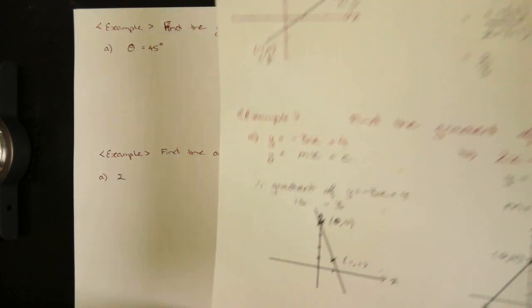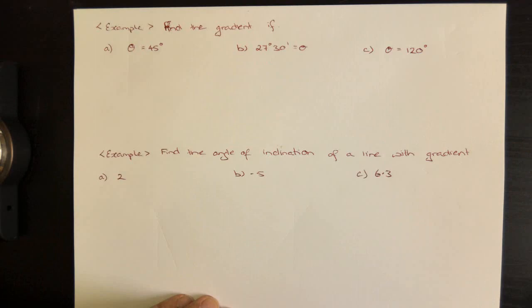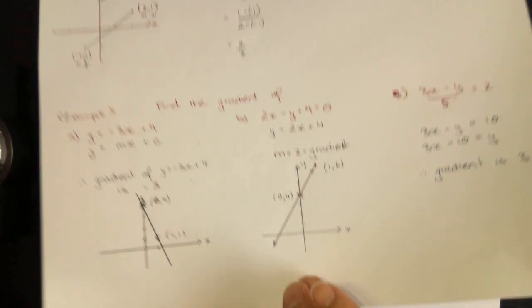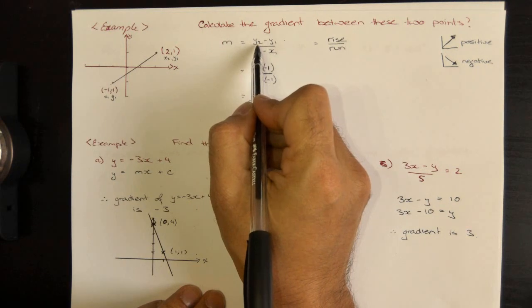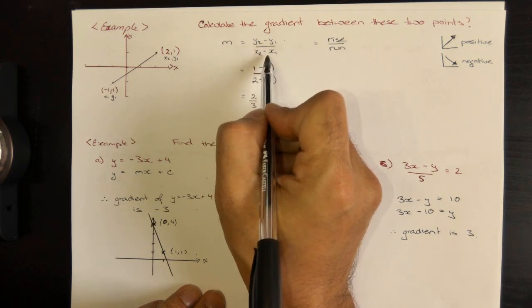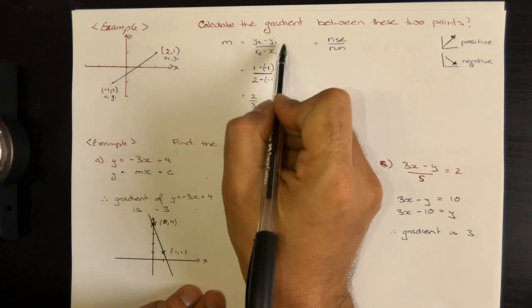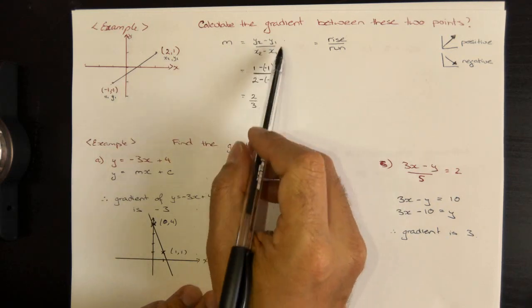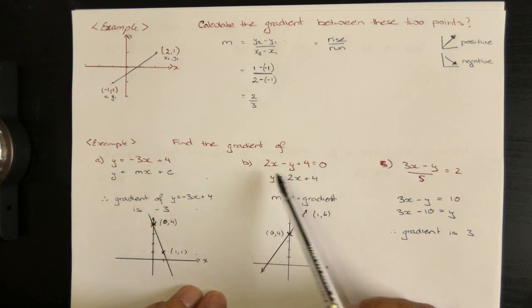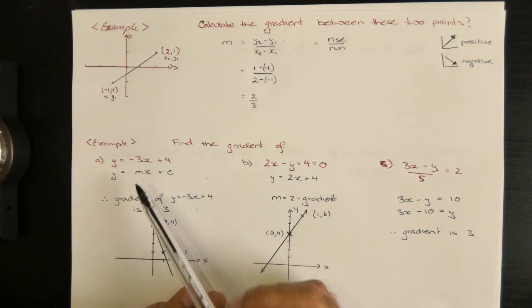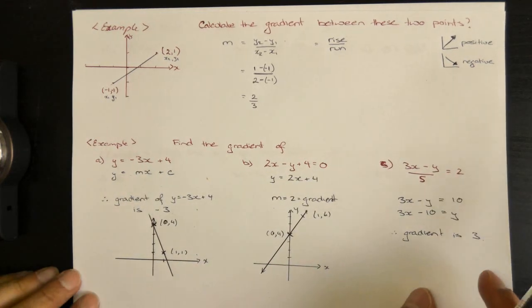All right. So please remember this formula: m equals y2 minus y1 over x2 minus x1. You would have seen that in year 9 or year 10. That's how to calculate the gradient. And obviously, if you've got the equation, you can rewrite it into gradient intercept form, and the gradient is the coefficient of x.